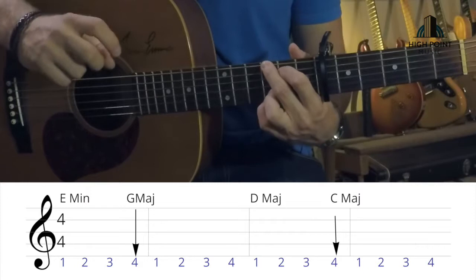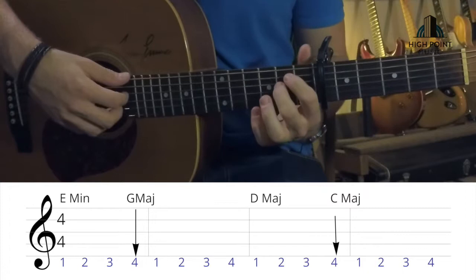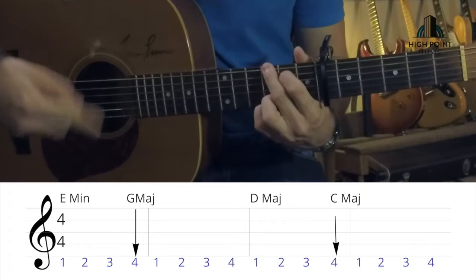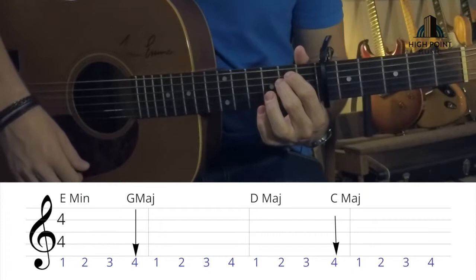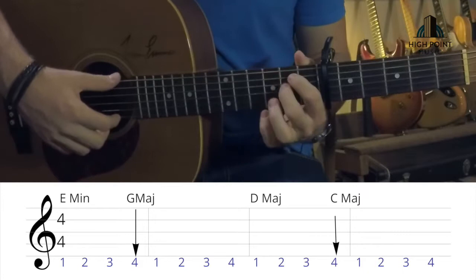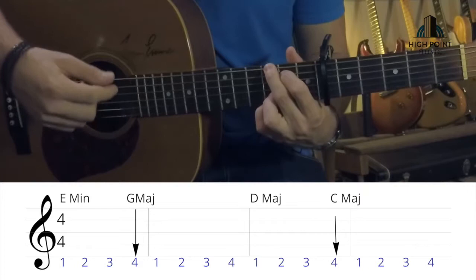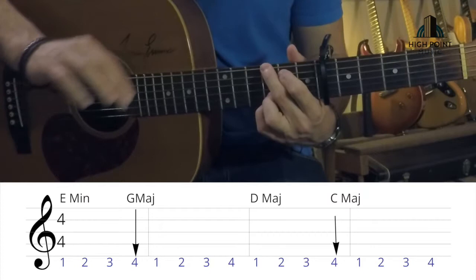So if I was to count out the first two bars of this chord progression, it would sound like 1, 2, 3, 4, 1, 2, 3, 4. So it's the moving of this G major just one beat which adds that whole level of syncopation and groove to those two bars.